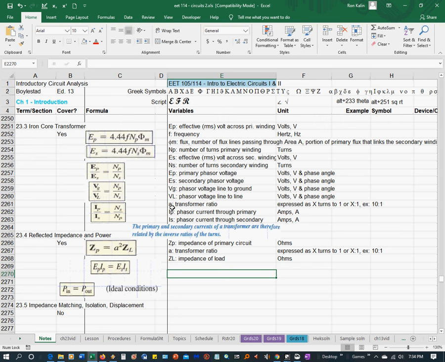A is the transformer ratio, and it's expressed as x turns to 1, or x to 1. Example would be like 10 to 1.